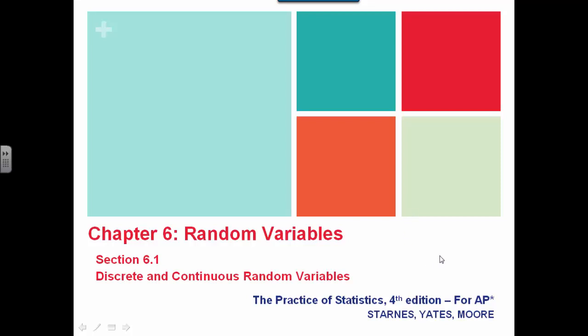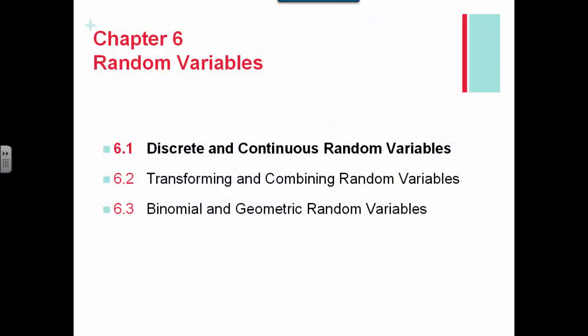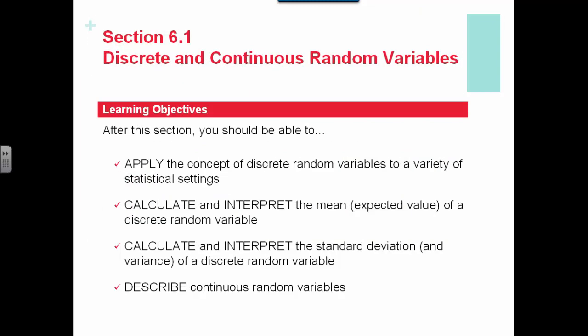Our first lesson in Chapter 6 is on discrete and continuous random variables. In this section, we'll look at applying the concept of discrete random variables to a variety of statistical settings, calculate and interpret the mean or expected value of a discrete random variable, and calculate and interpret the standard deviation and variance of discrete random variables. We'll also describe continuous random variables.